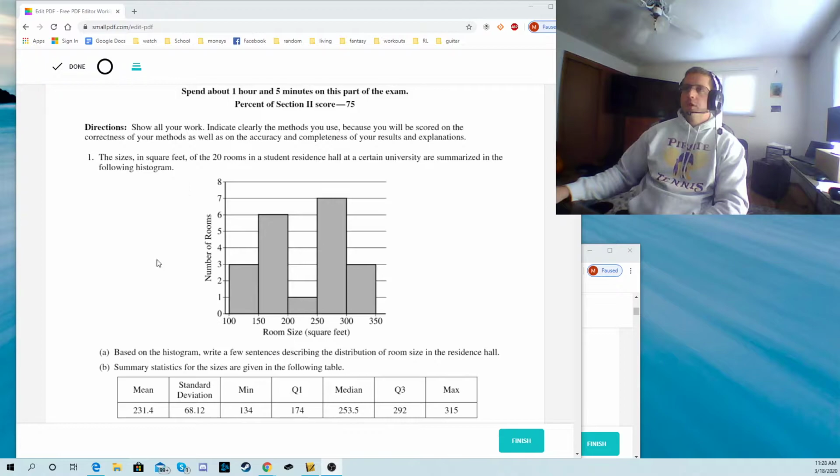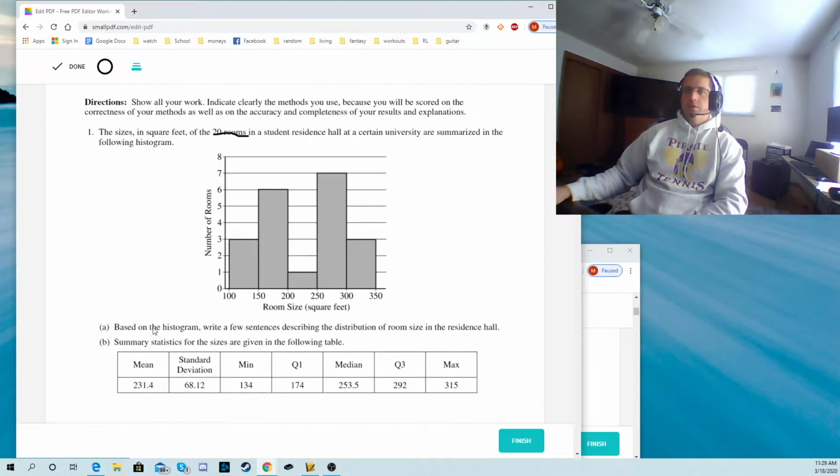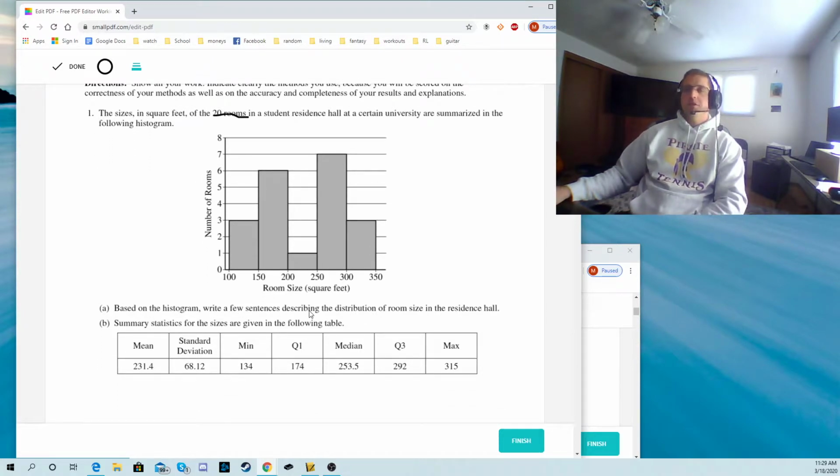I'm going to go kind of quickly on some parts and longer on other parts, but I'm just going to highlight a couple things. So there's 20 rooms. I don't know if that's going to be important yet, but we'll see. In the student residence hall, it's like a dorm. And there's a histogram. So it says, based on a histogram, write a few sentences describing, this is the key word, describing the distribution of the room size in the residence hall.